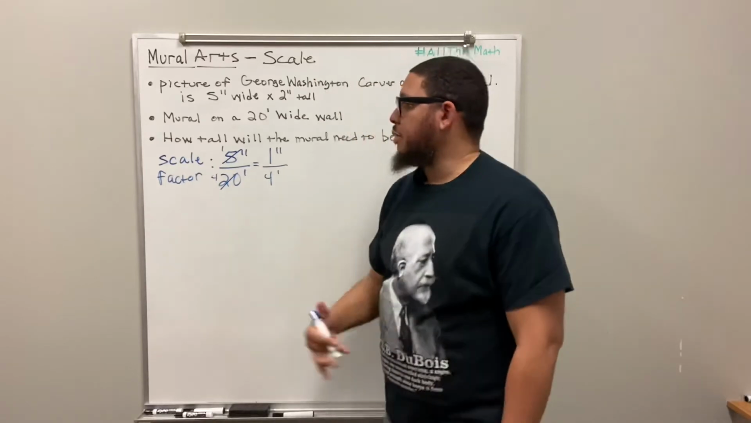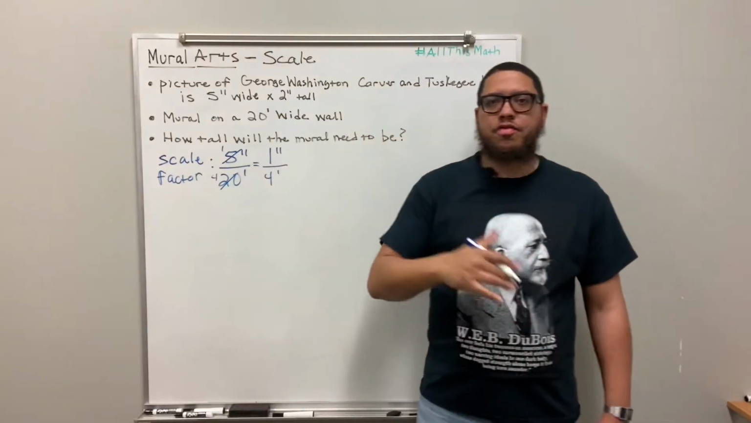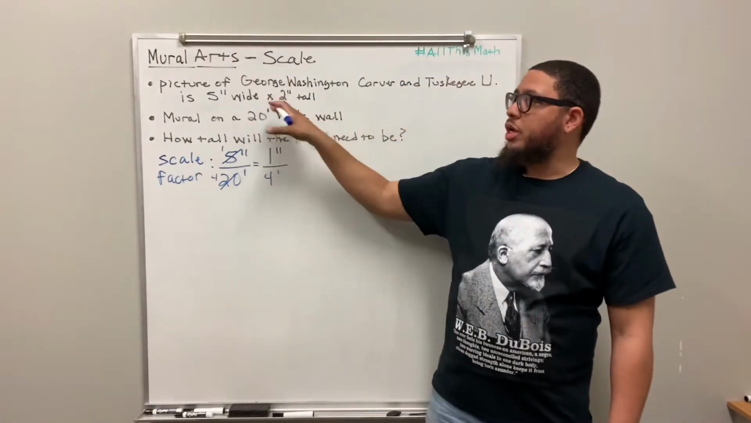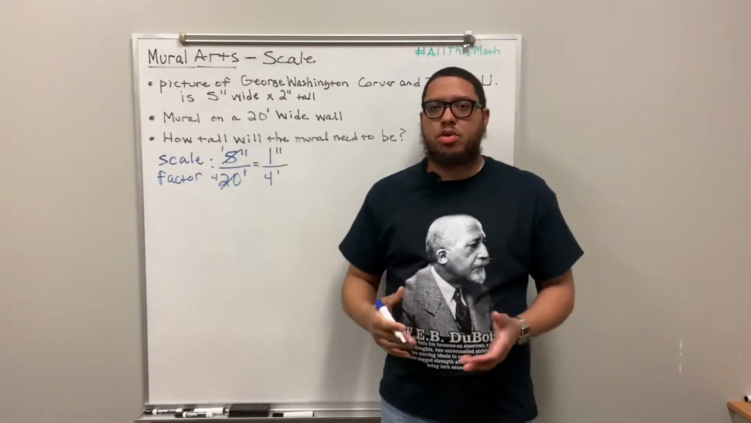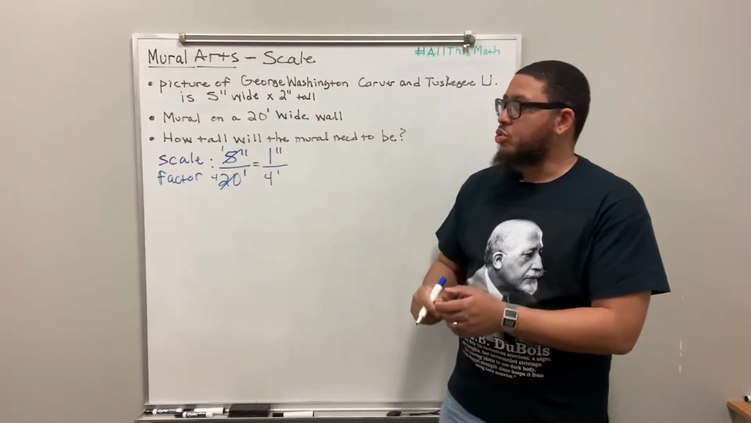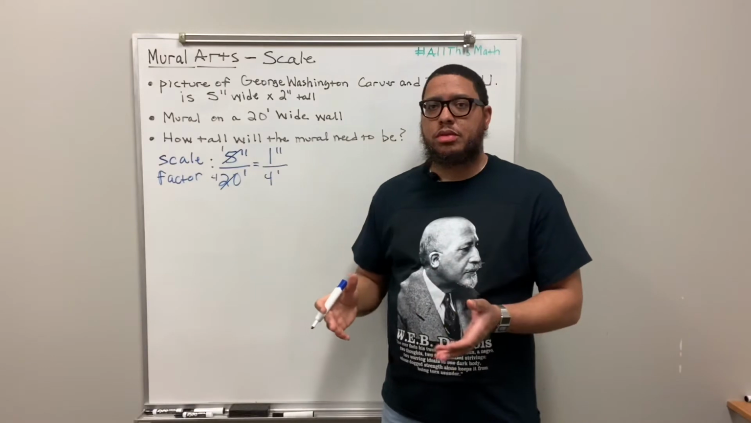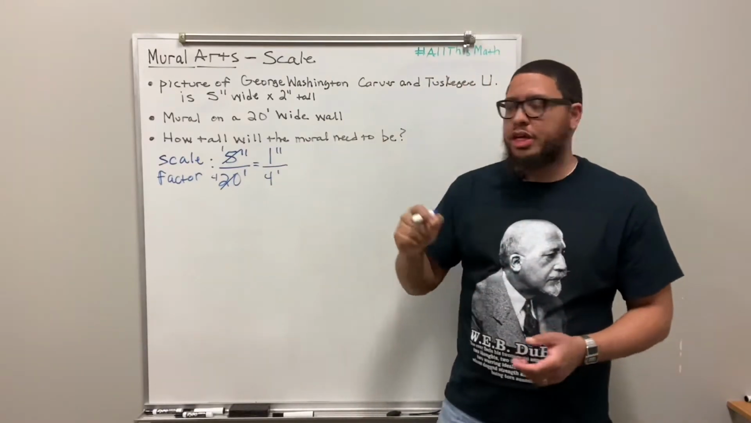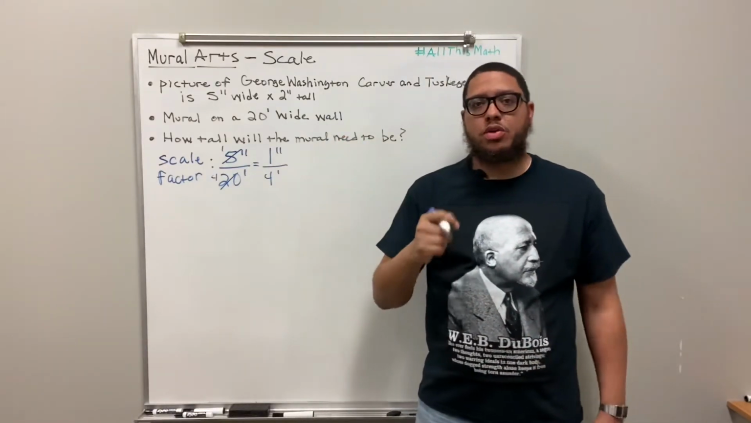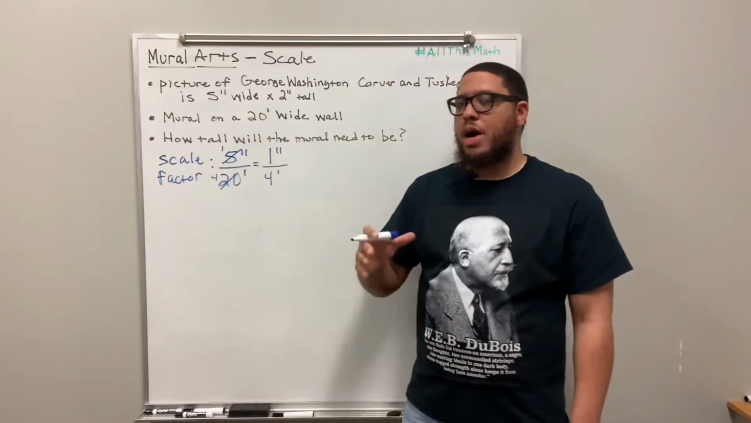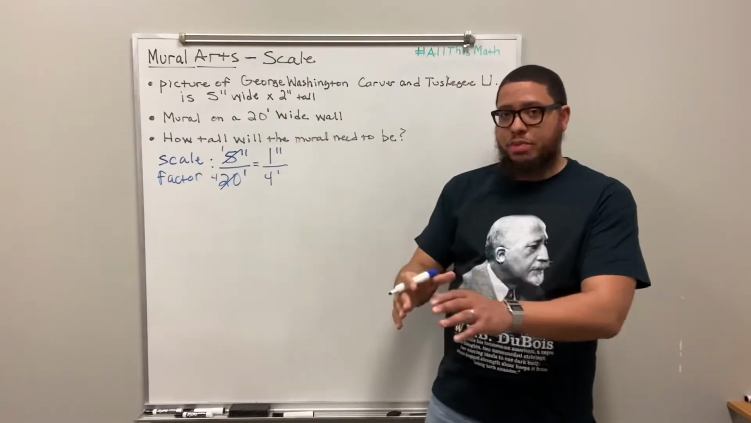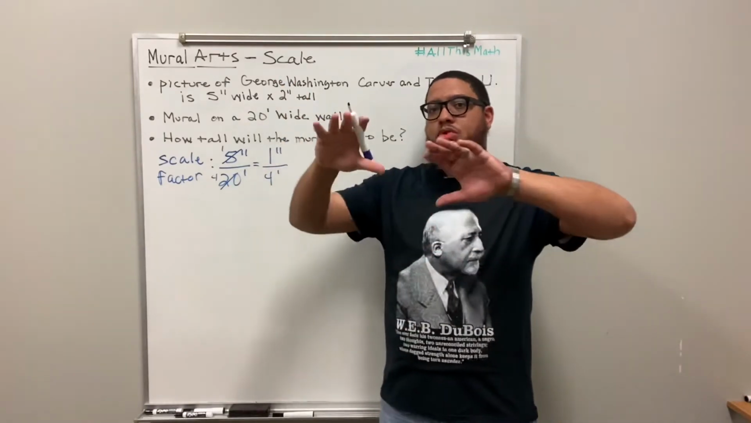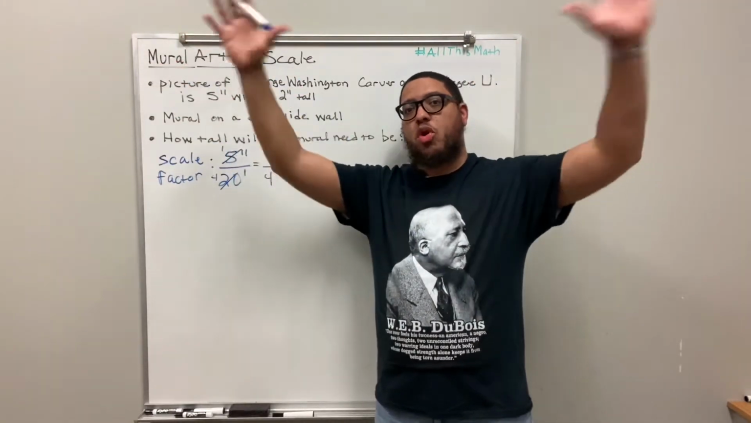So what that basically means is every inch, in terms of this drawing, every inch on paper is equal to 4 feet on the wall. Think about that. Every inch on paper is equal to 4 feet on the wall. So that's how we know how this picture that's on paper has to be stretched out when the mural is actually drawn on the wall, right?